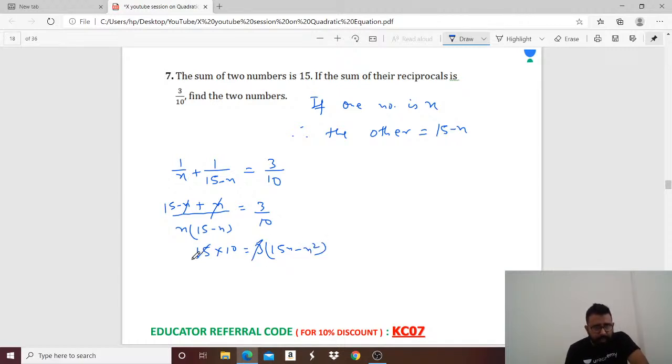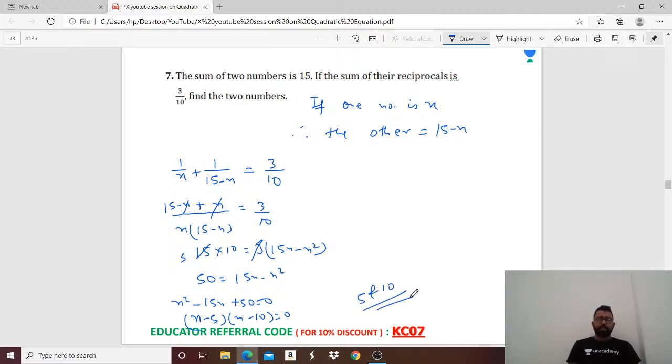3 times 5, how many times? 5 times. So this is 50 is equal to 15x minus x square, so x square minus 15x plus 50 equal to 0. Split the middle term: x minus 5, x minus 10 equal to 0. So the two numbers are 5 and 10. Got it? So these are two marker sums from quadratic equations. Hope these are easy now.